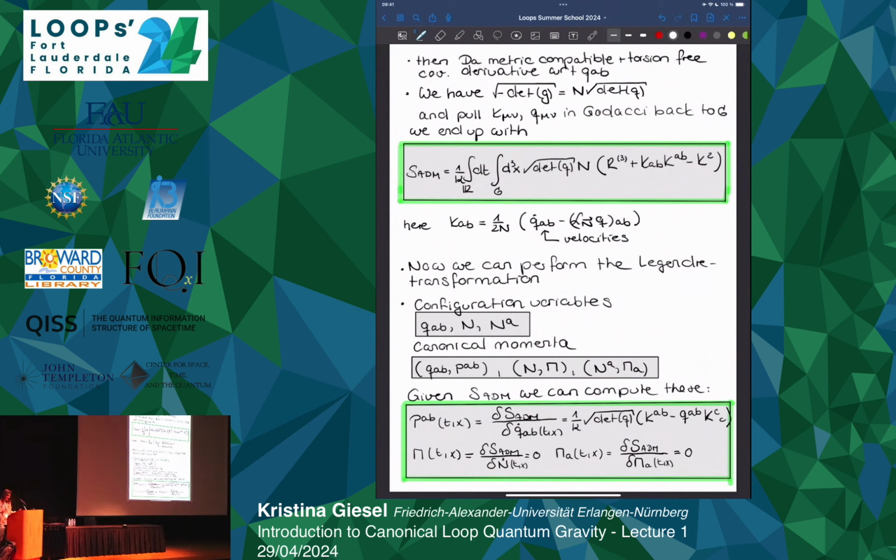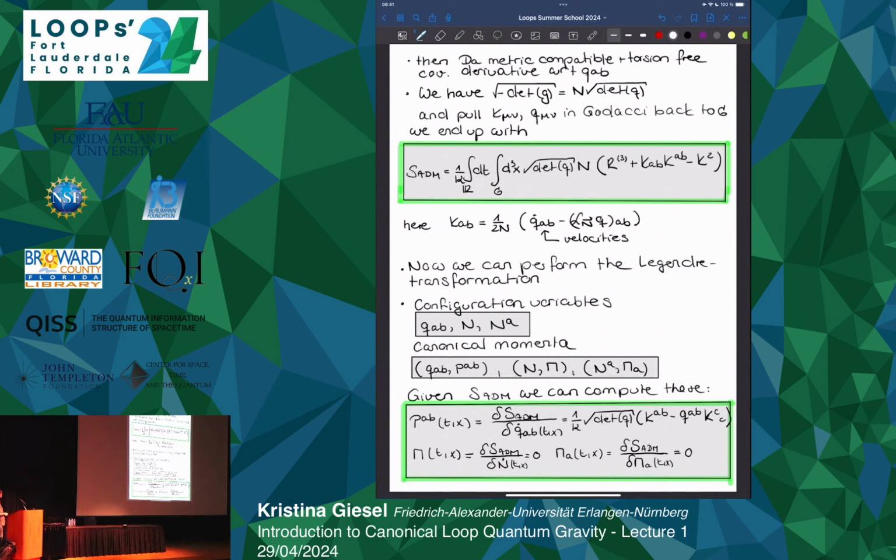And now we can basically write the action in the ADM form and express it as an integral over R over dt, an integral over sigma. And the Einstein-Hilbert action now includes the three-dimensional Ricci scalar, some additional contribution from the extrinsic curvature, and the determinant involved there can be written in terms of the lapse function times the square root of the determinant of the ADM metric.